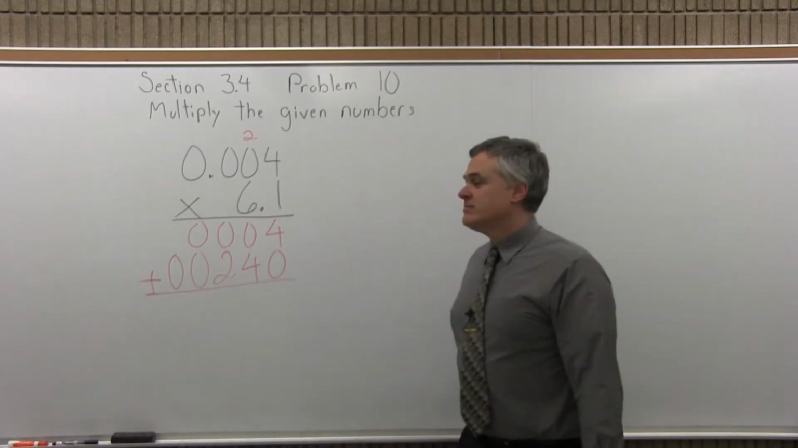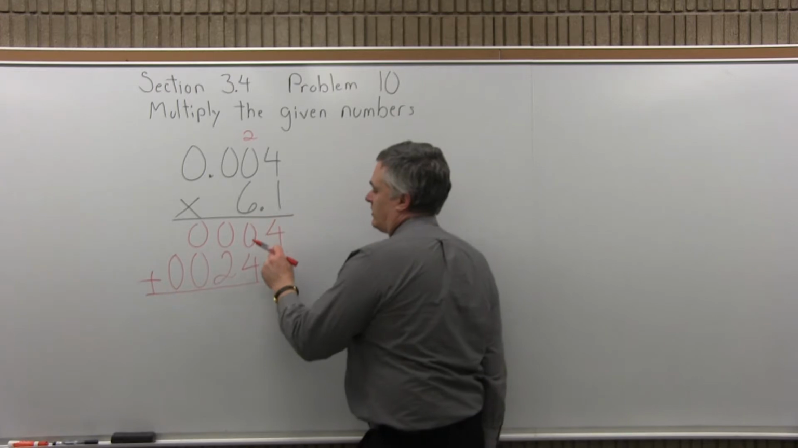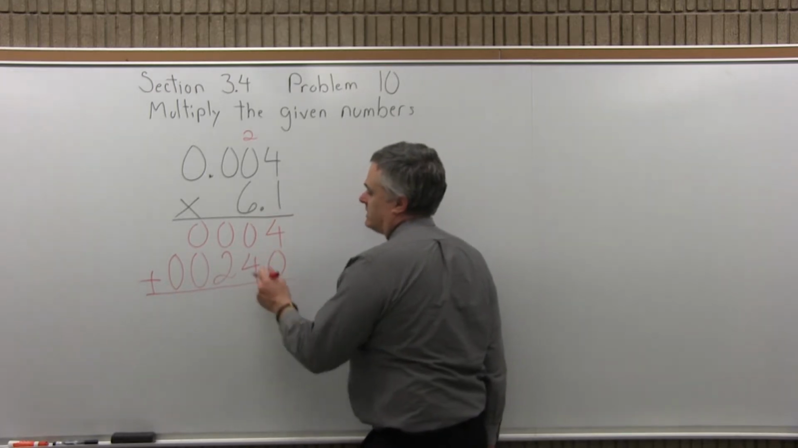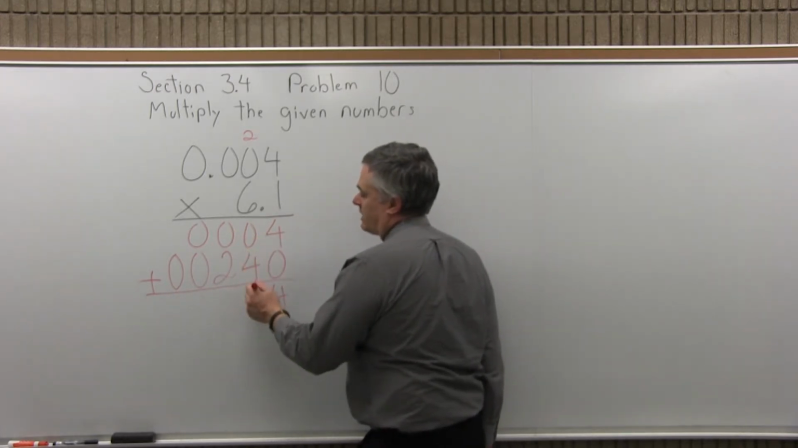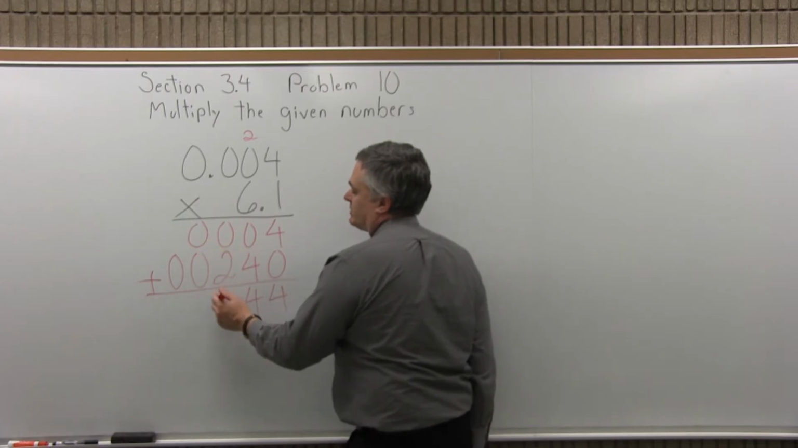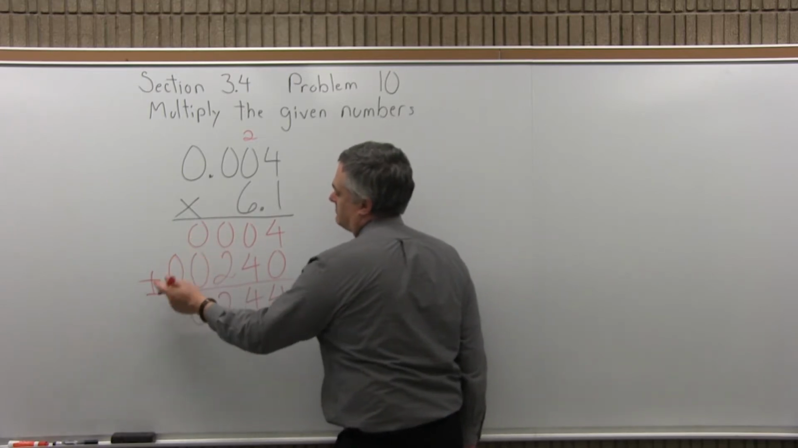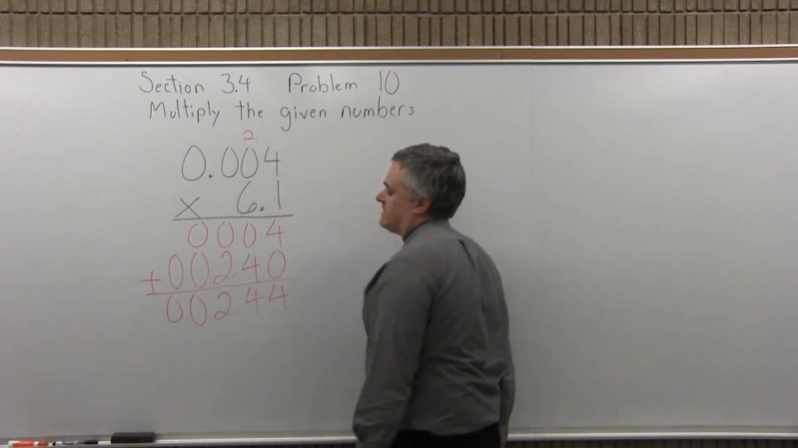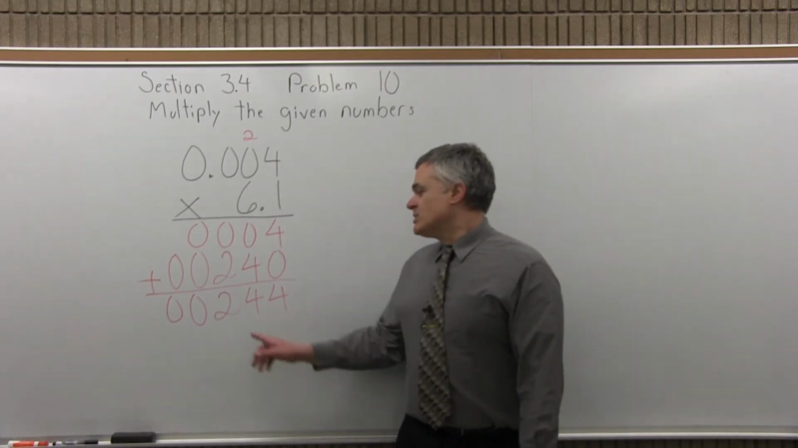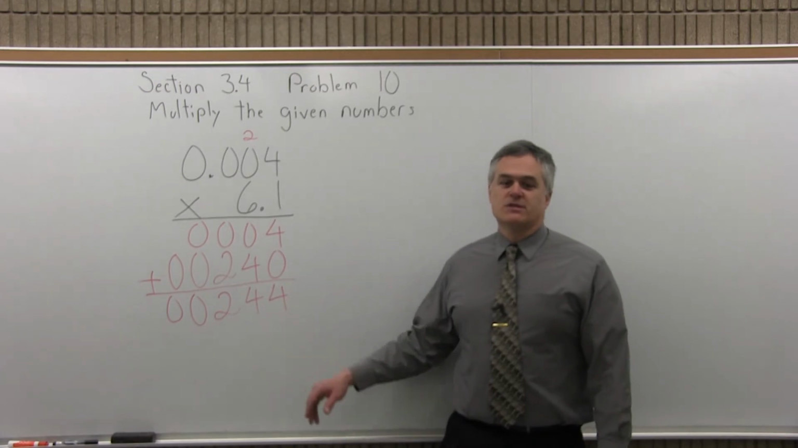Now I can add. So 4 plus 0 is 4. 0 plus 4 is 4. 0 plus 2 is 2. Then 0 plus 0 is 0. 0 plus nothing is 0. So really, it comes out to 244 without the zeros in the beginning.